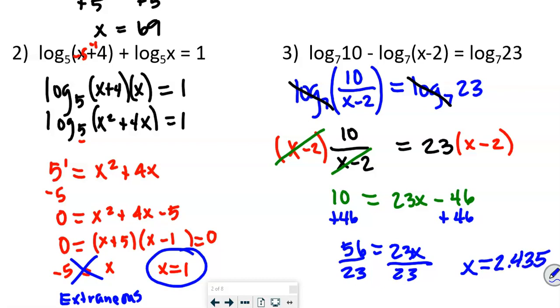And again, you can plug it back up in there. 2.435 minus 2 is still a positive number, okay? So we're going to plug it back up in there to make sure it works, and it does. Okay, so that was our answer there.